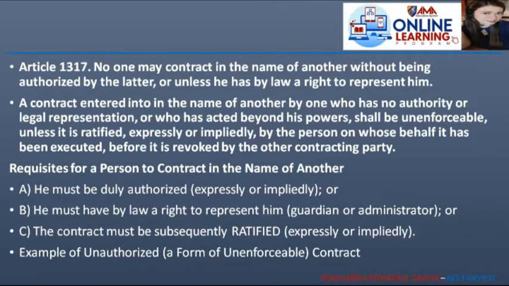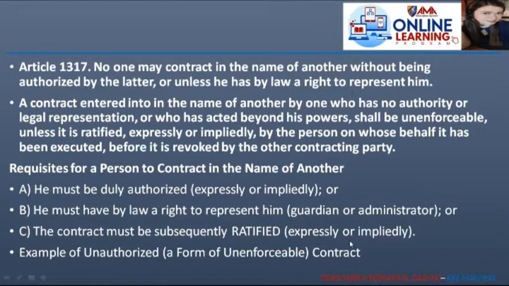Una, if you are duly authorized, di ba? It can also be expressly or impliedly. Next, he must have by law a right to represent him. Kaya ka makikipagkontrata sa pangalan ng tao na yon kasi ikaw yung guardian, ikaw yung administrator ng property, halimbawa. So that ito yung sinasabi dito kanina, unless he has by law a right to represent.